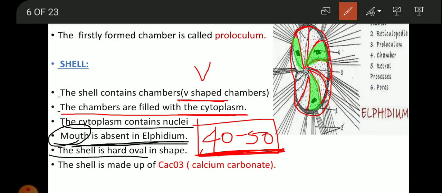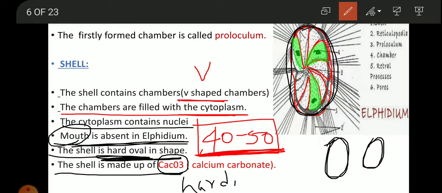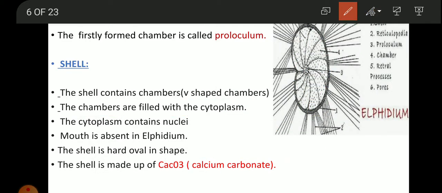The shell is hard and oval in shape. The entire shell is hard, like a coconut, and oval in shape. Oval shape means egg-shaped. Egg, you know egg, right? The shell is made up of calcium carbonate. Calcium carbonate is a hard and translucent substance. The outer shell is made of calcium carbonate, CaCO3.